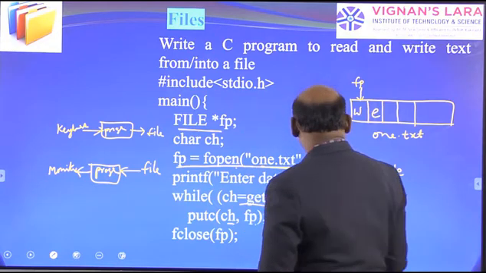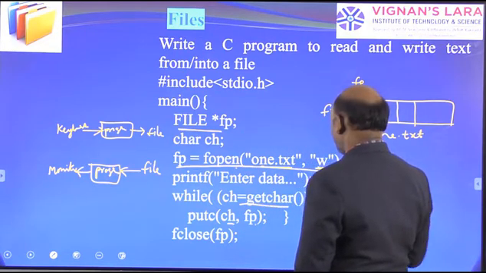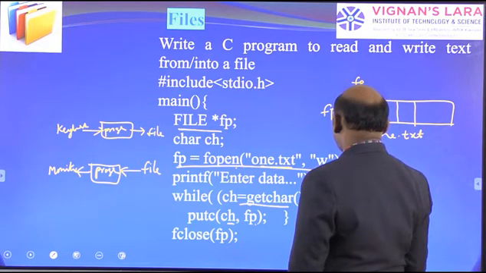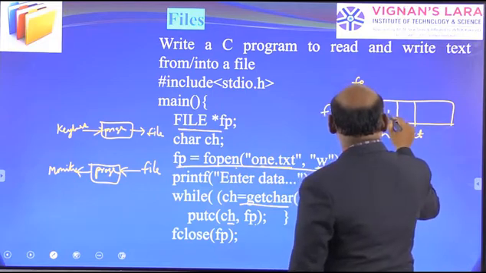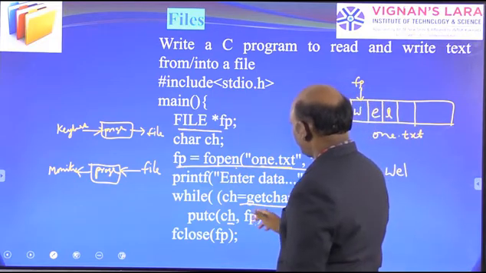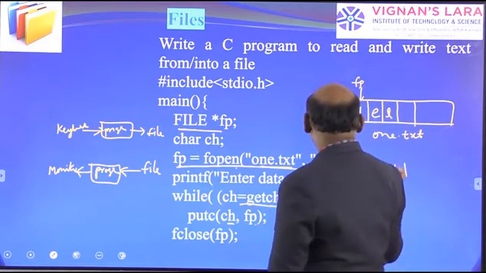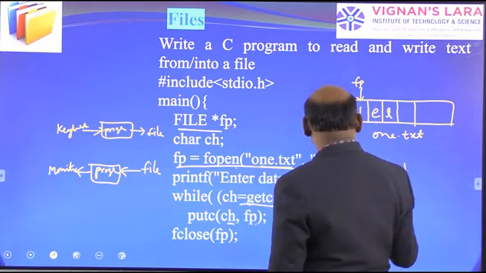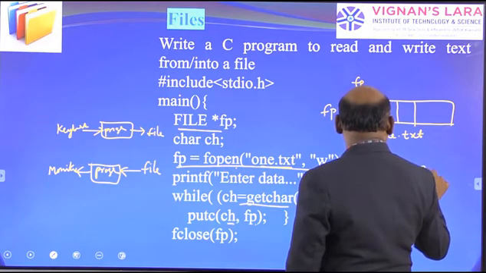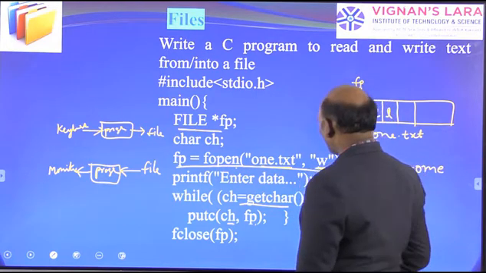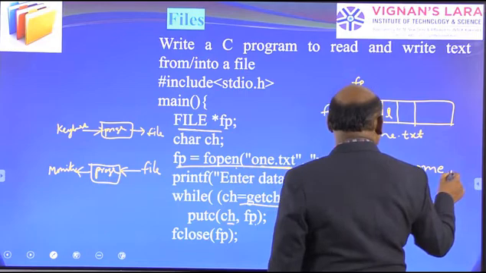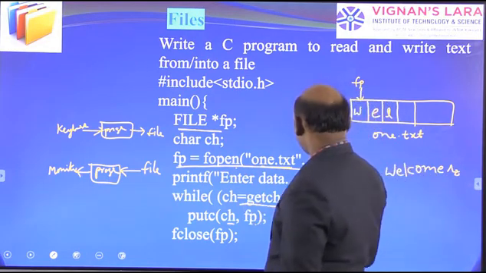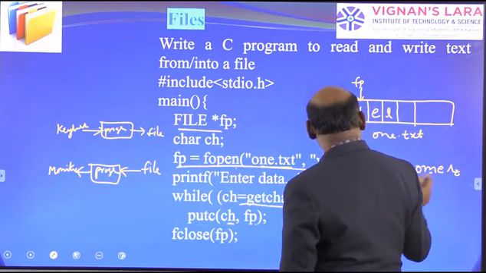Again getchar, so L goes into ch. ch is not equal to end of file, yes, then the character L is put into the file. Then repeat C O M E, welcome. After that, suppose I press Ctrl Z. So the character is Ctrl Z, and now it is the end of file.